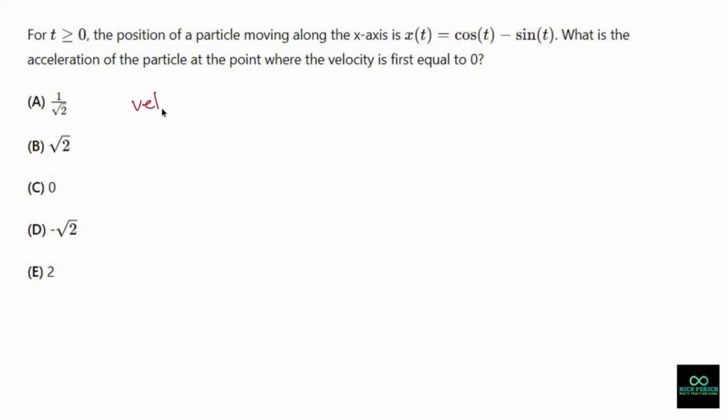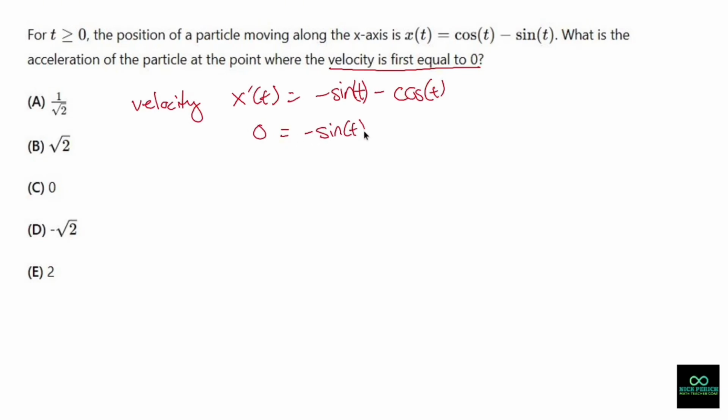So the velocity function is going to be the derivative of that. So x prime t is going to be the derivative of cos t, which is negative sine t, minus the derivative of sine t, which is cos t. Why I put that in parentheses and I didn't put that in parentheses, I don't know. But I have my velocity function. I care about when the velocity function is first equal to 0. So let's set that equal to 0. And so 0 now equals negative sine t minus cos t.